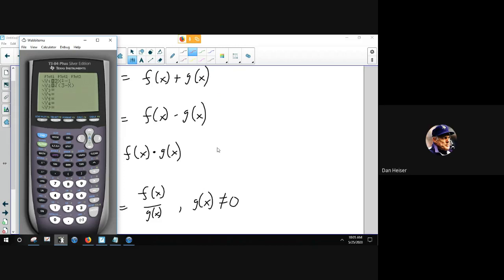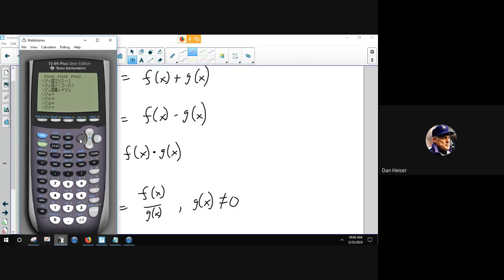So down in y3, I'm going to cheat a little bit. Push my vars button. Go to y vars function. I want y1 plus vars, y vars function, y2. I want the first function plus the second function.